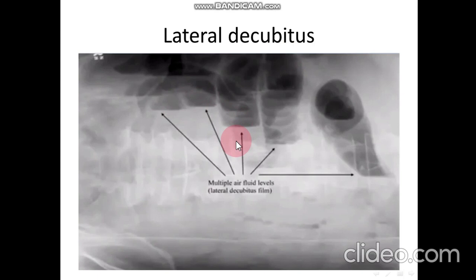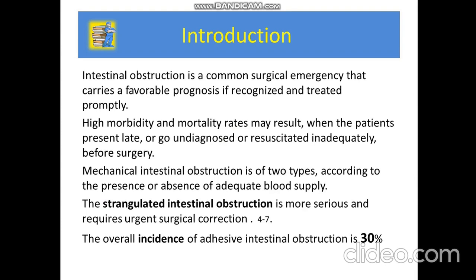Now, intestinal obstruction is a common surgical emergency that carries a favorable prognosis if recognized and treated promptly. يعني intestinal obstruction ممكن جدا يجي أي physician or أي surgeon، في good prognosis لو واحد يقدر يدير early diagnosis وتعالج early. لكن عنده high mortality and morbidity if the patient came late.